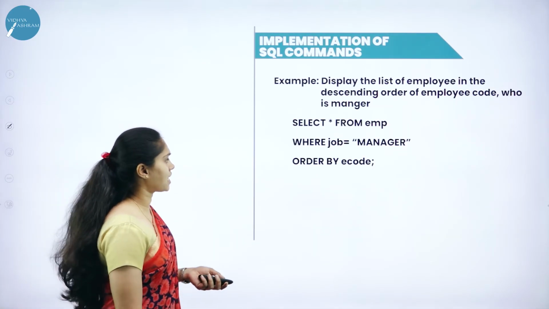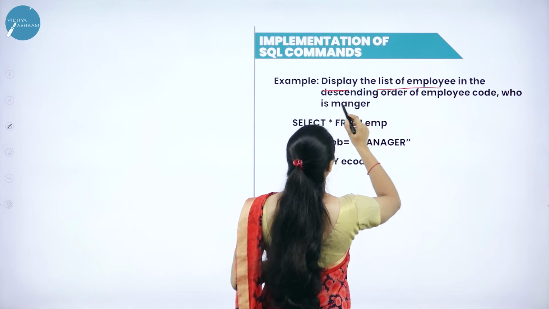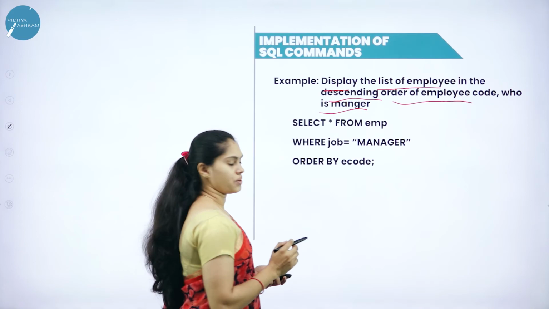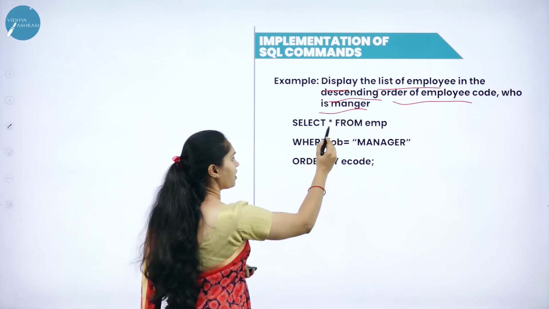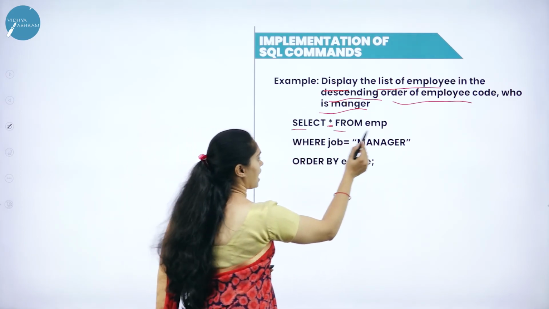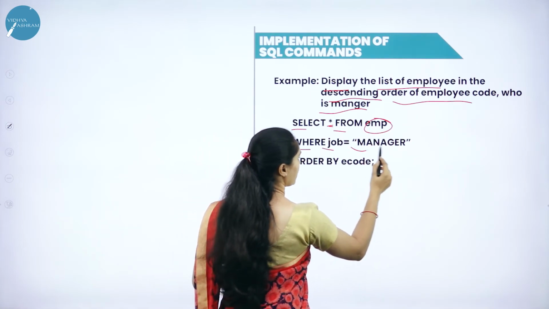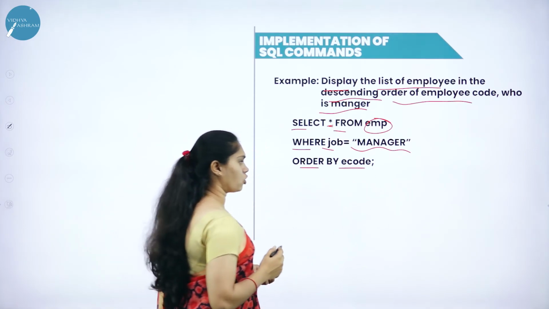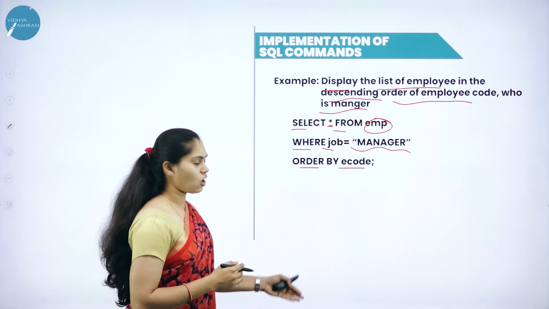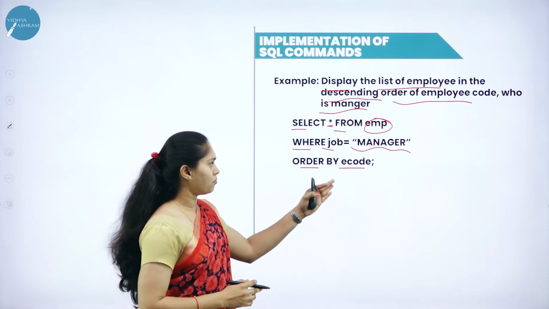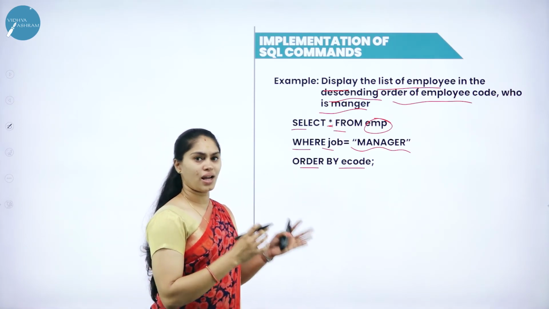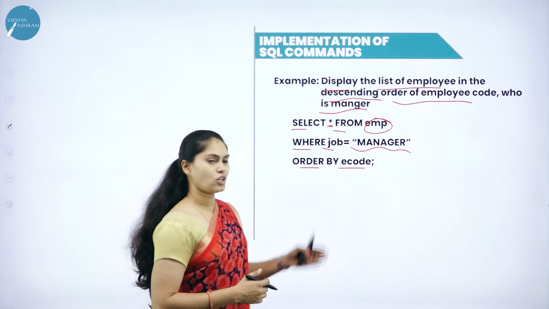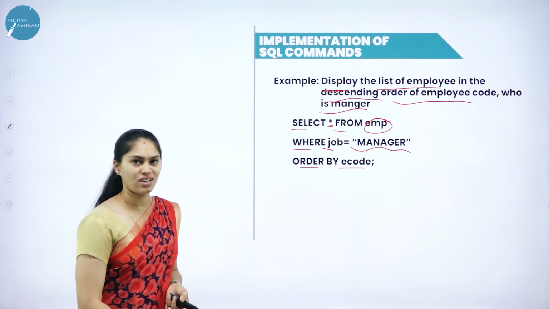So here you can see the example. Display the list of employees in the descending order of employee code who are managers. We are taking all the columns here, that's why I am specifying star. SELECT star FROM EMP table WHERE job is equal to manager, ORDER BY E code DESC. So here it will display all the columns of the table called employee, for the employees whose job is manager, based on their employee code. The values will be displayed on the screen.